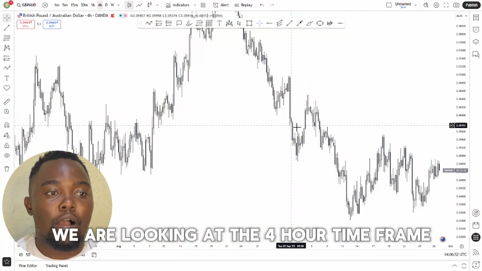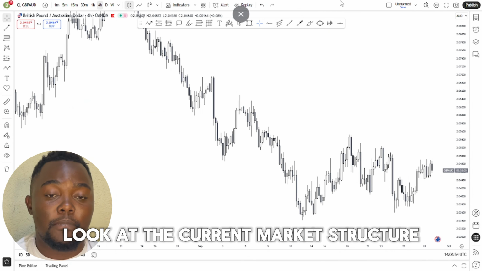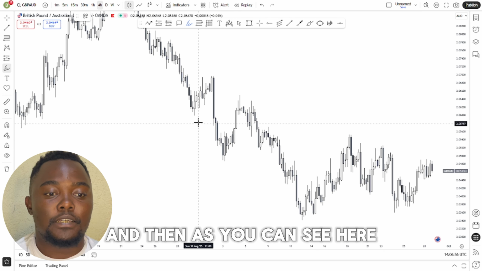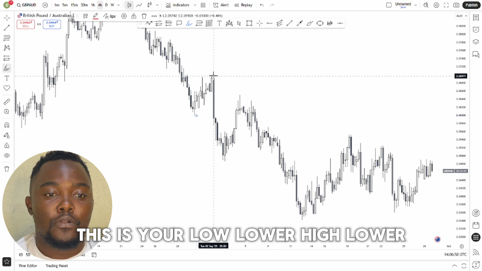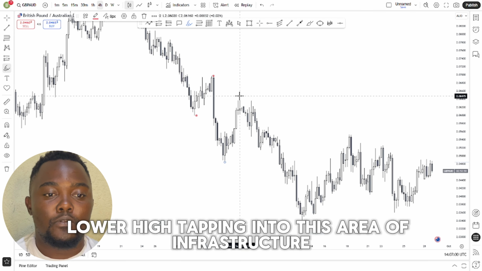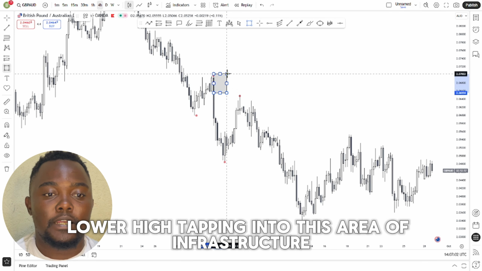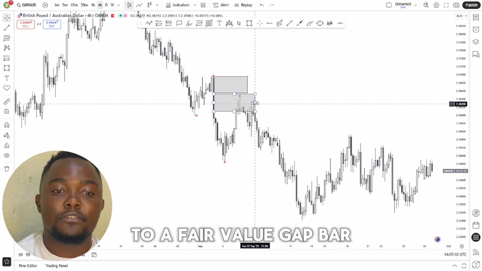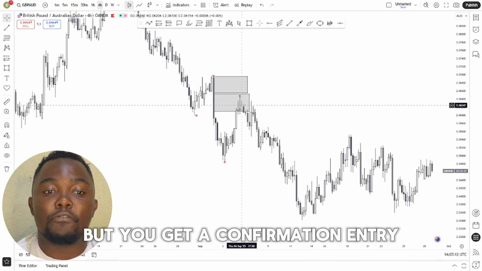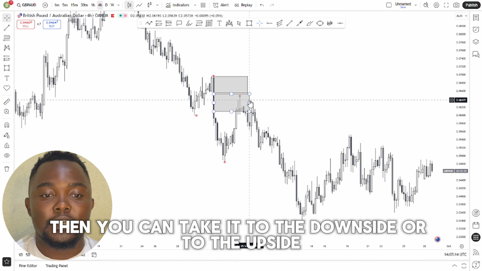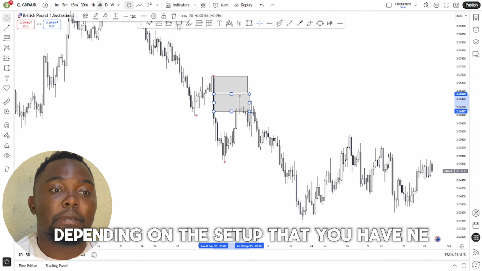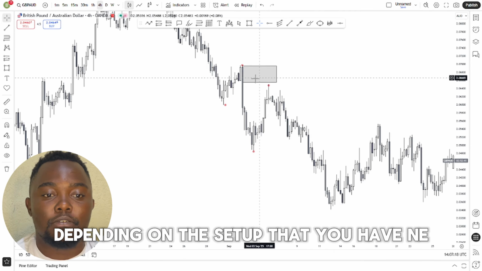We're looking at the 4 hour time frame, looking at the current market structure, and as you can see here, this is your low, lower high, lower low, lower high, tapping into this area of interest right here, filling the imbalance. As you can see, we had an imbalance here, and then the market can just react nicely to a fair value gap, whereby you get a confirmation entry, then you can take it to the downside or to the upside depending on the setup that you have.